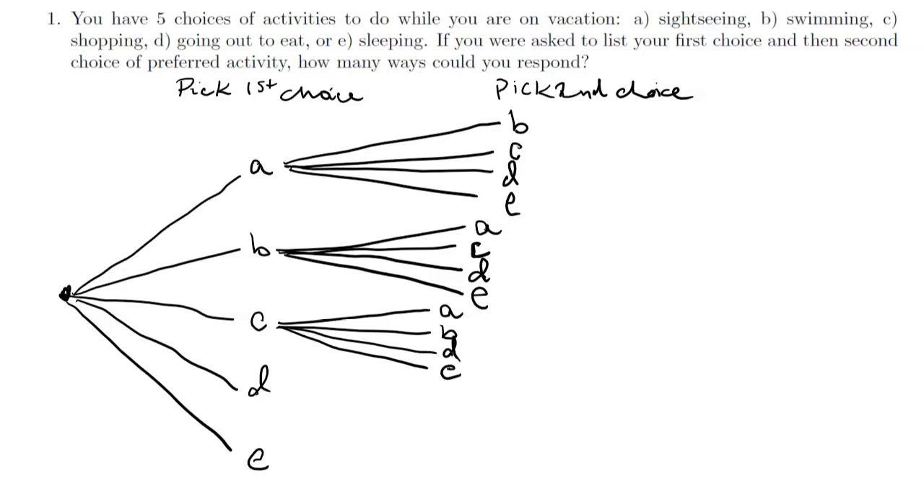If I had chosen D first, then I could choose A next, or B, or C. I can't pick D again, so then it would go to E. You'll notice we're already having a hard time drawing this diagram because it's getting really big. And then if I had chosen E first, then my options would be A, B, C, or D.